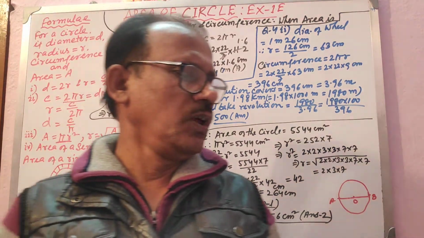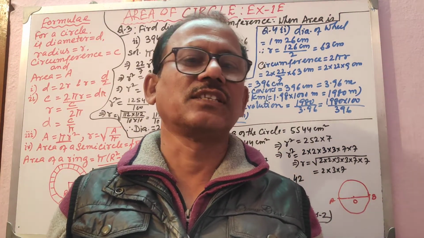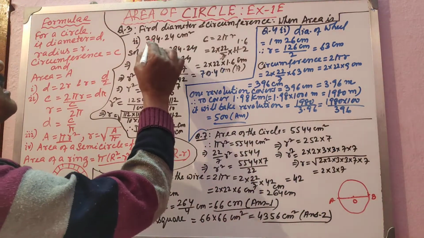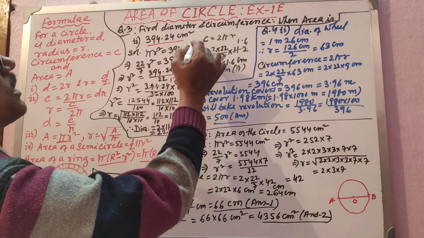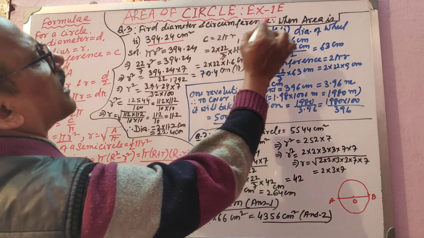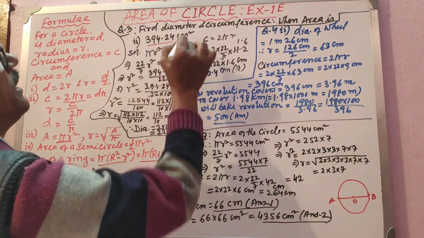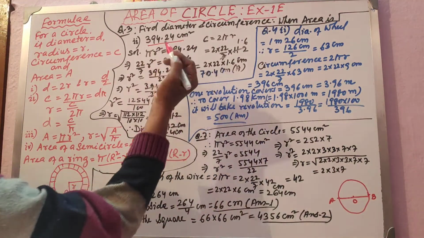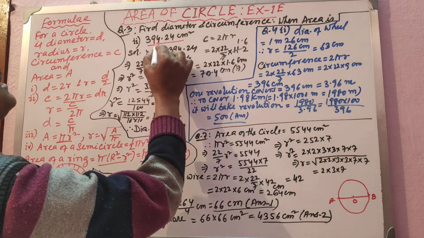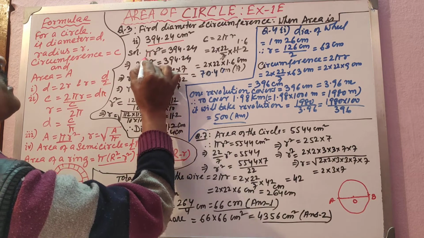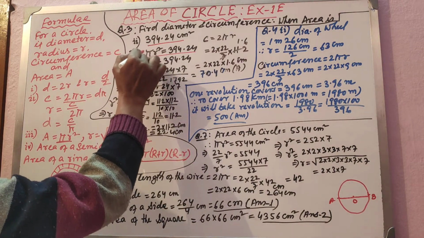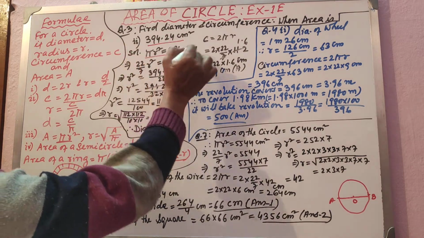Question number 3 says: find the diameter of a circle and its circumference if the area is given. So pi r square is given, the area is given. Find the diameter and the circumference when the area is given. So you need to find d, and you need to find C also. So find d, how do you do it? Pi r square is equal to the given area, because the area formula is pi r square and the area is already given.